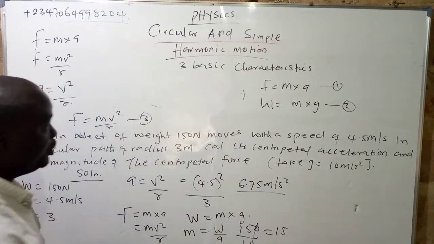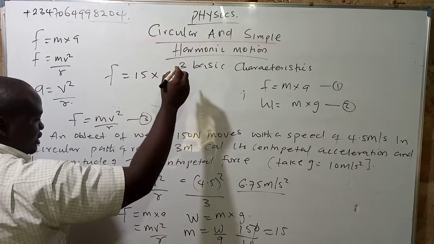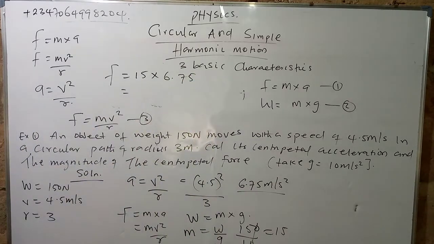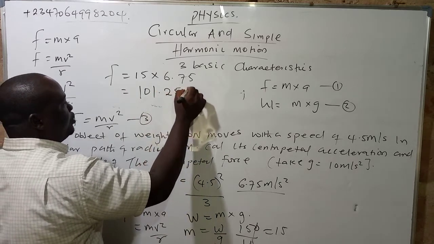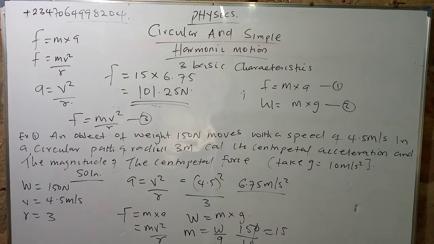And so the magnitude of the centripetal force is 15 times 6.75, and that should give you your force: 101.25 newtons. In physics, please never forget to write the SI unit. Never forget to write the SI unit, please. So let me continue with the next example.